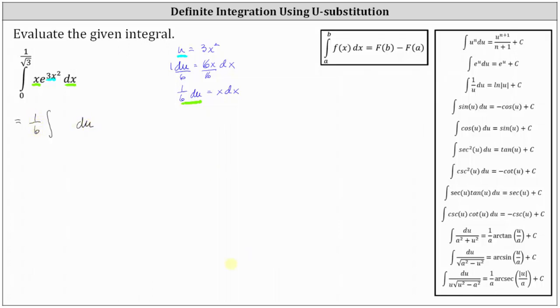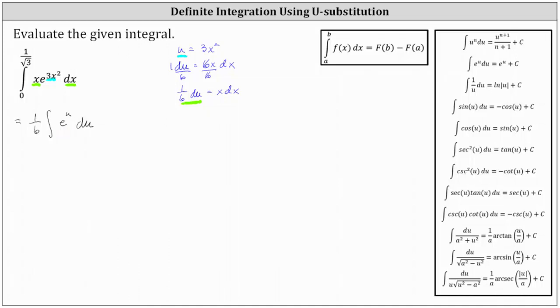And notice now the integrand function is just e to the power of u, because u is equal to 3x squared. And now here we have a choice. We can find the antiderivative with respect to x and use the limits of integration from 0 to 1 divided by the square root of 3, or we can leave everything in terms of u and find new limits of integration for u. In this video, I will show both methods.